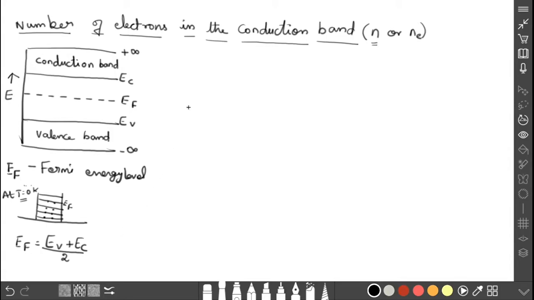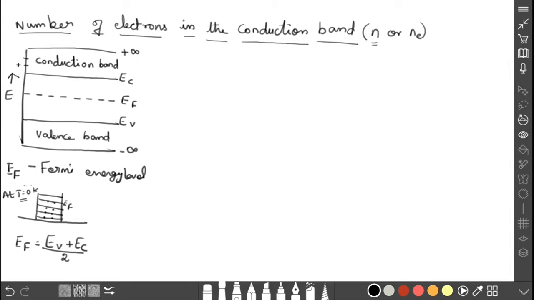Now our duty is to find the number of electrons in the conduction band. What are the steps we are going to follow? This is such a big energy band that finding the number of electrons for the whole band is a little difficult. So first I am going to consider one energy range, and within this energy range I am going to find the number of electrons. Later on I will do it for the whole band.